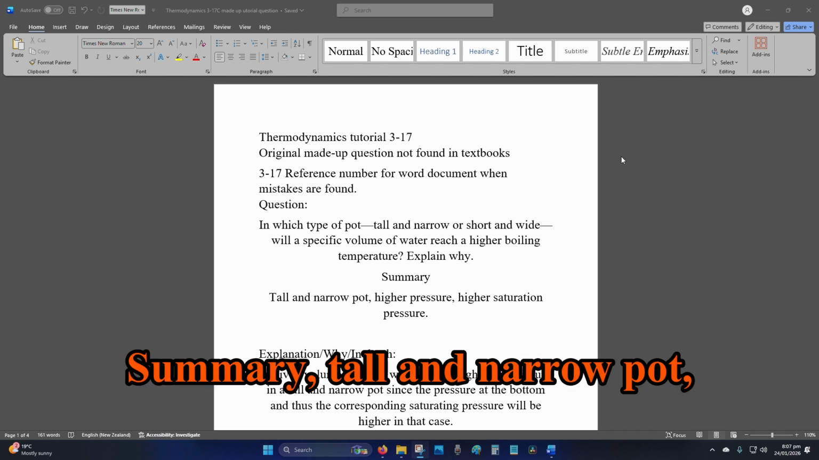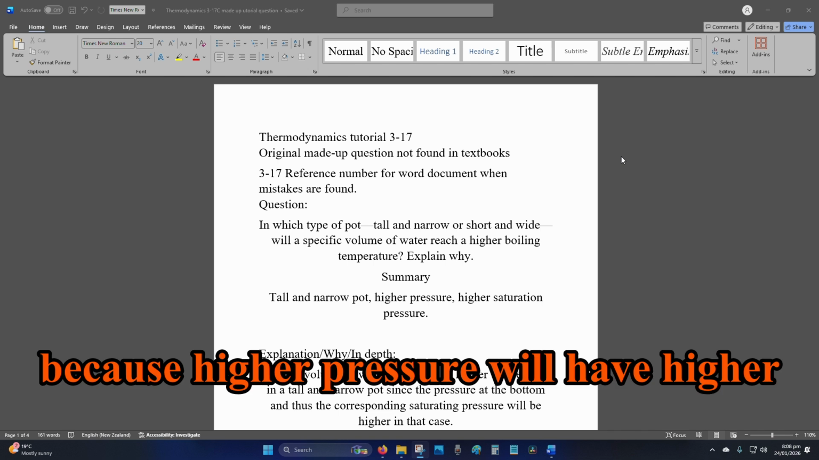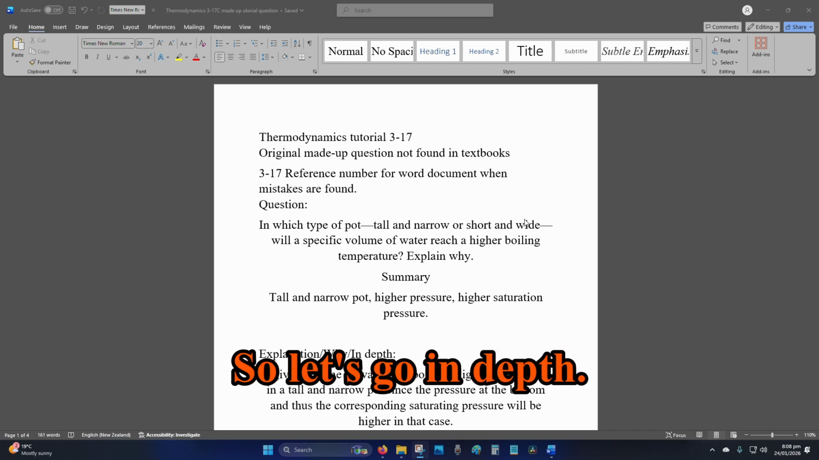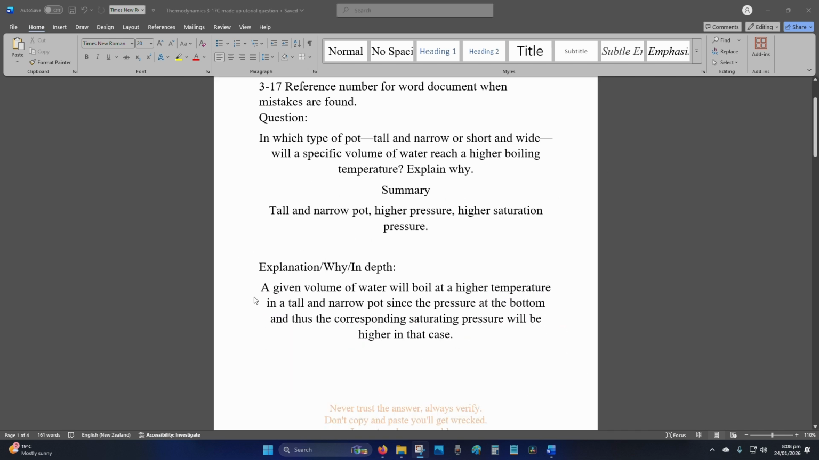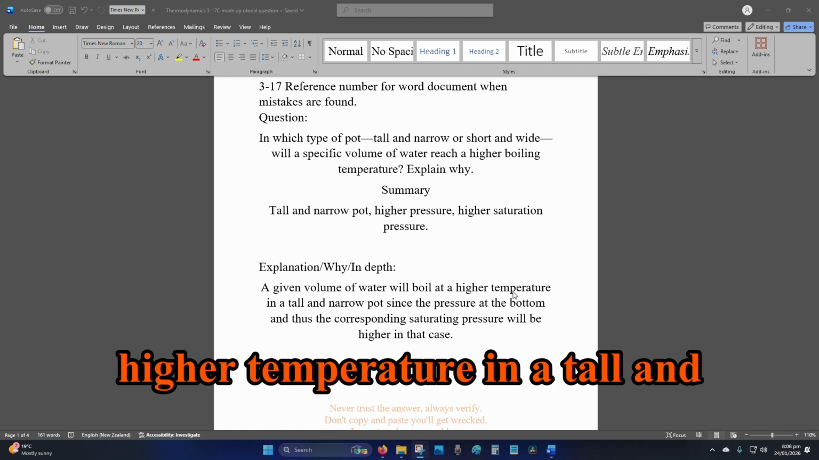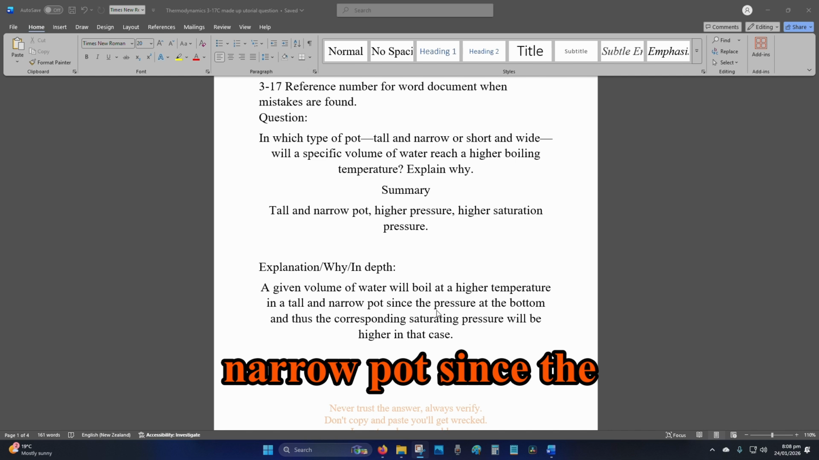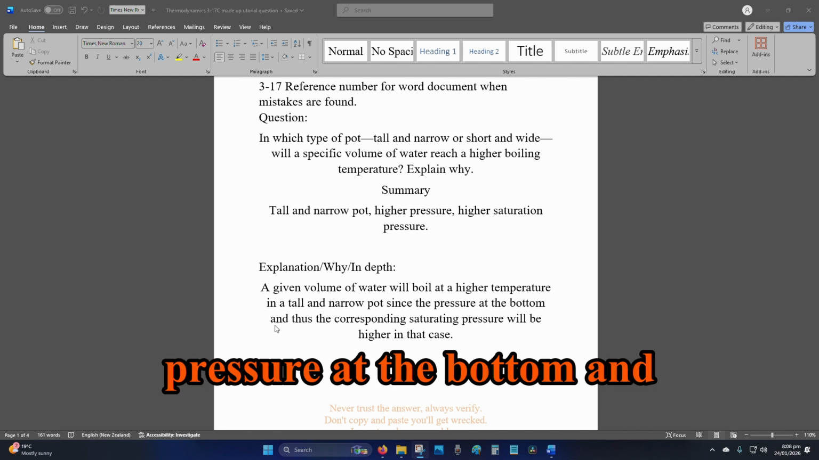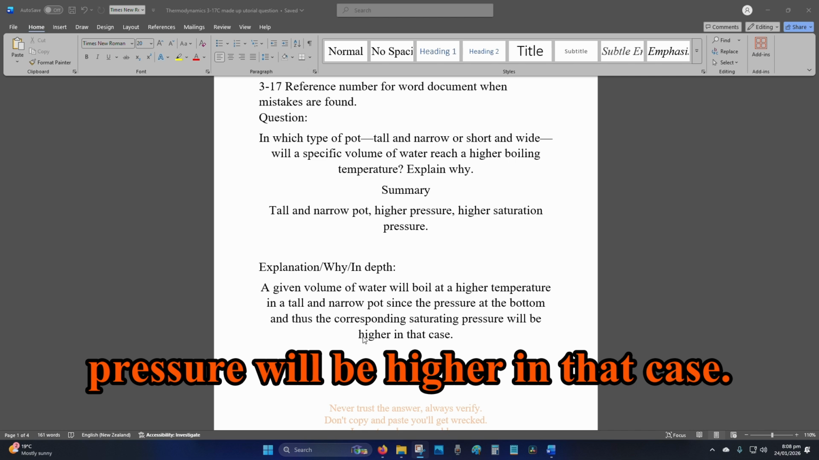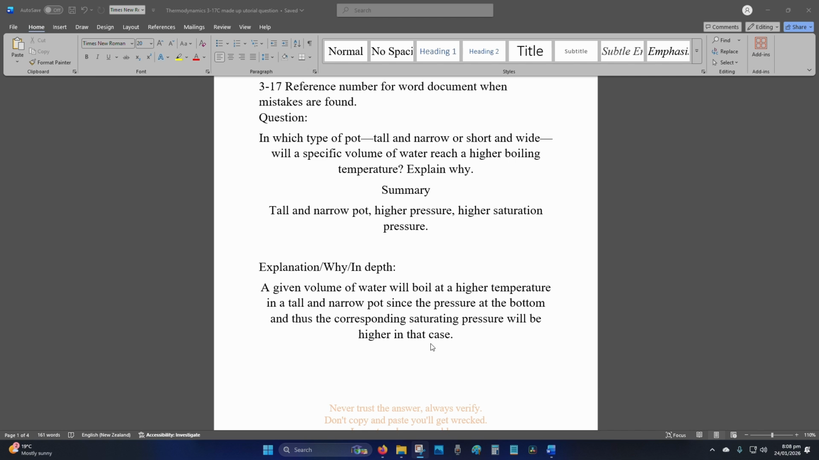Summary: tall and narrow pot, because higher pressure will have higher saturation pressure. So let's go in depth. A given volume of water will boil at a higher temperature in a tall and narrow pot, since the pressure at the bottom and thus the corresponding saturation pressure will be higher in that case.